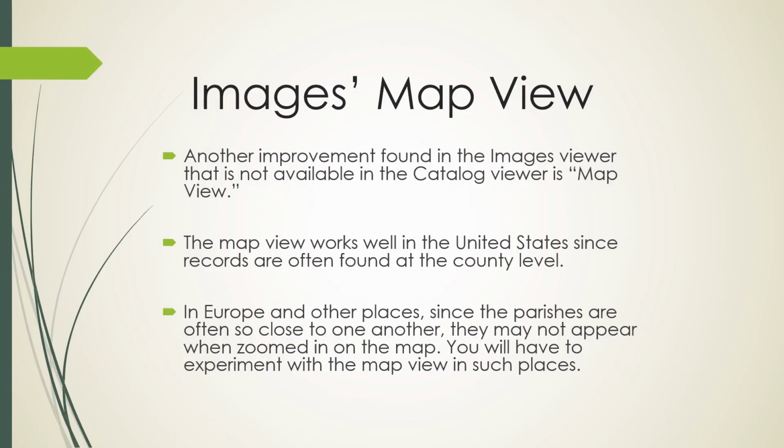We will now look at the map view feature in Images. This is probably its biggest improvement. Map view is not available in the catalog viewer. The map view works well in the United States since records are often found at the county level. In Europe and other places, however, since the parishes are often so close to one another, they may not appear when zoomed in on the map. You'll have to experiment with the map view in such places.